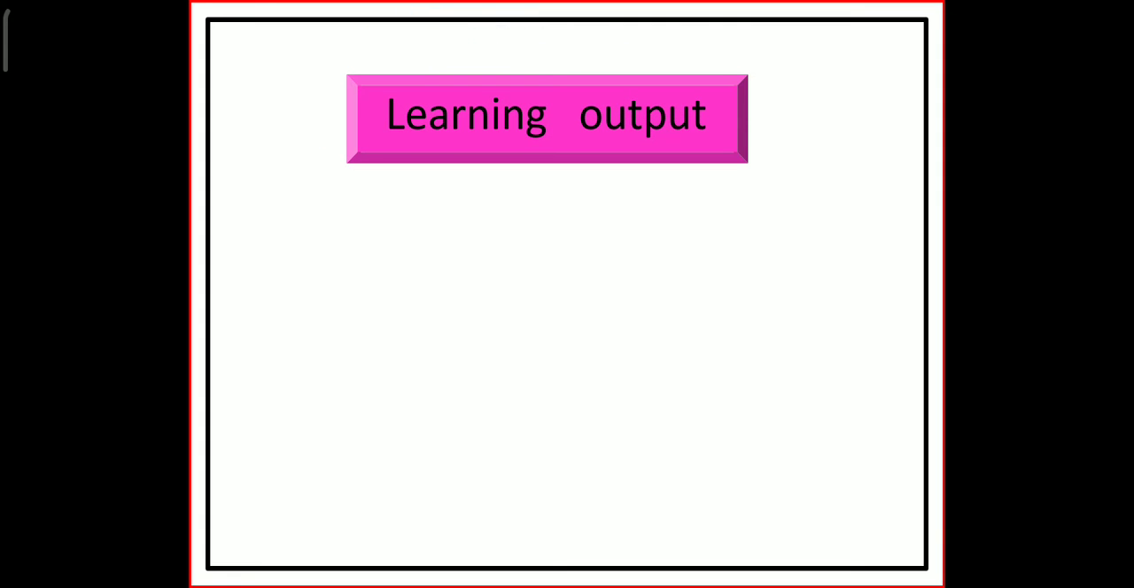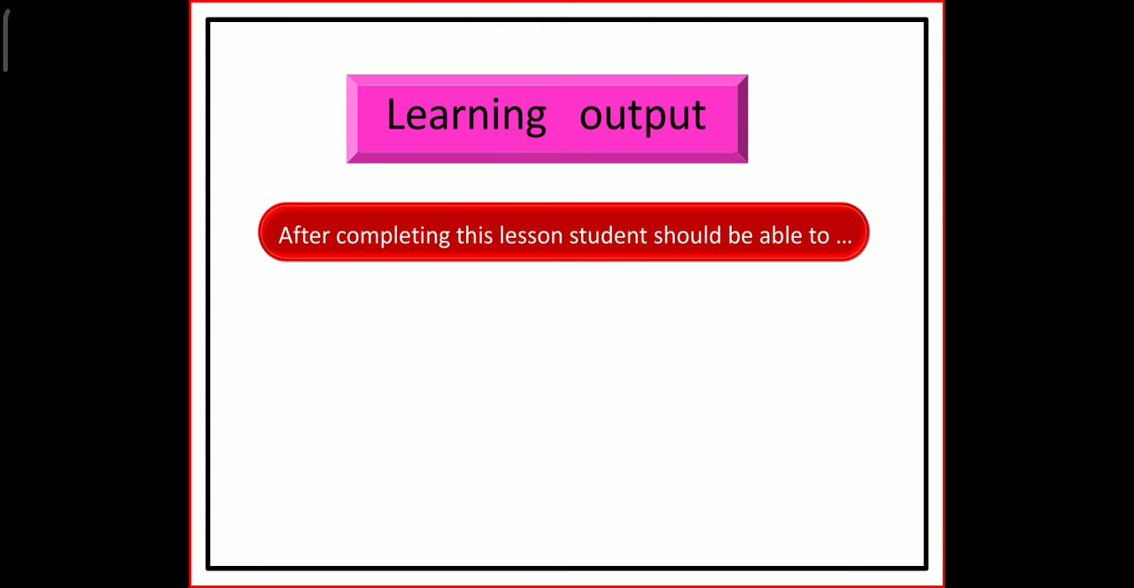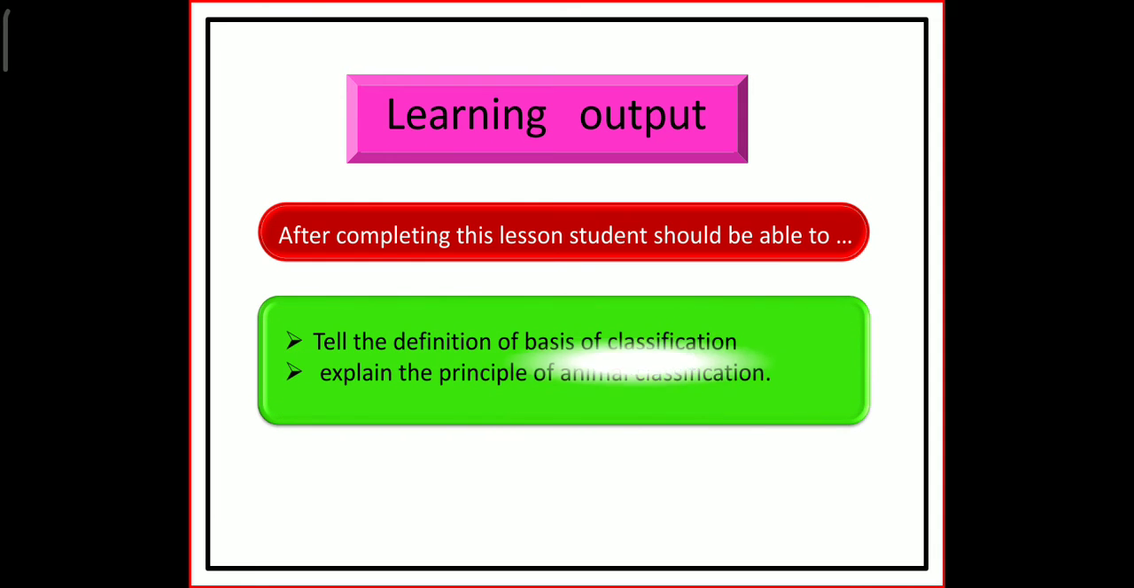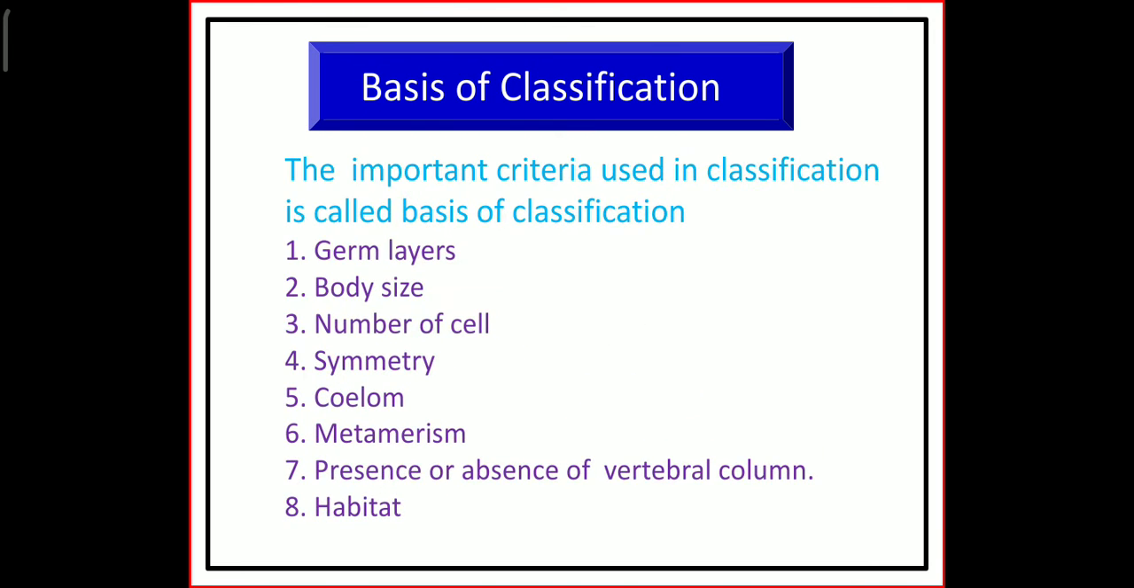The learning outcome after completing this lesson: students should be able to tell the definition of basis of classification and explain the principle of animal classification. Now let's discuss the basis of classification. First of all, the important criteria used in classification are called the basis of classification.